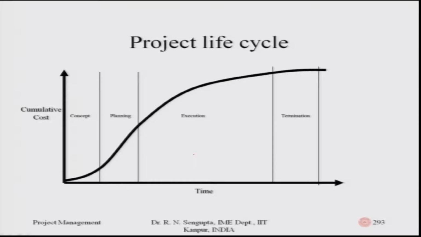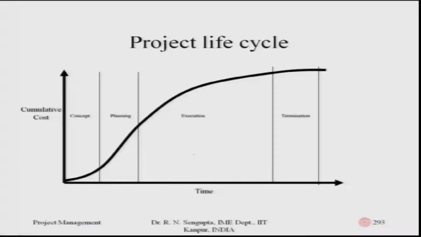the 293rd slide. In the initial state, you basically conceptualize, try to find out what is the effect of the project and how it should be taken into consideration. Then you go into the planning stage, and obviously as you proceed from the concept, which is the leftmost vertical line which you have, then you go to the planning stage. Then slowly the overall cumulative cost increases. Now, cost increase may not be linear in shape, it has to be non-linear in shape.